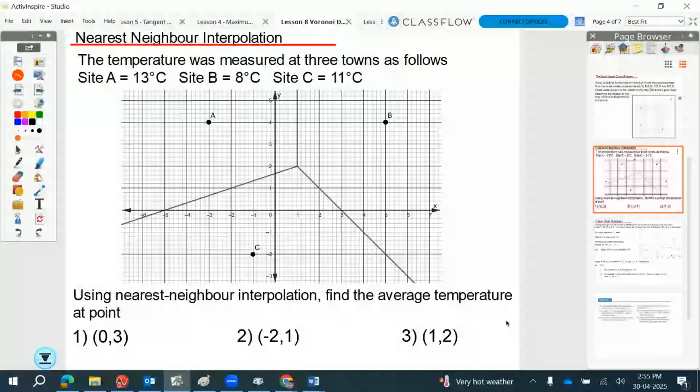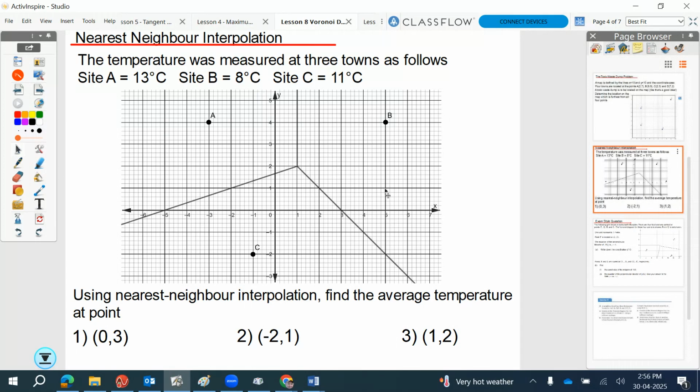Okay, so nearest neighbor interpolation. What we're going to do here with nearest neighbor interpolation in a Voronoi diagram is quite easy. If you pick a point and it lies within a cell, then it's going to assume the same value as that site is given. So for instance, if we're looking for a temperature at -1,4, it's going to take the temperature of 13 because that's what you get at site A.